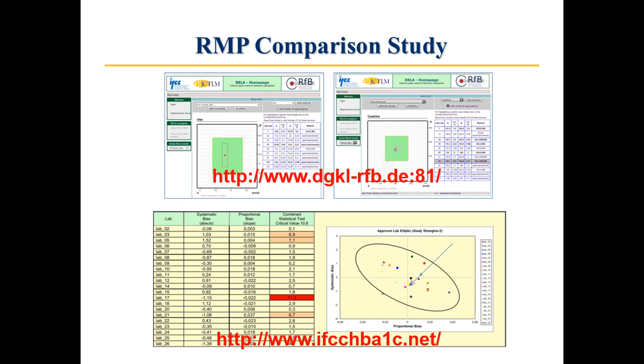Every year, we test the accuracy of reference method by participants in RELA, and IFCC HbA1c network organized the comparison study among reference labs. In 2019, we had 24 analysts passing RELA study. Our lab code is 54 on the RELA website.